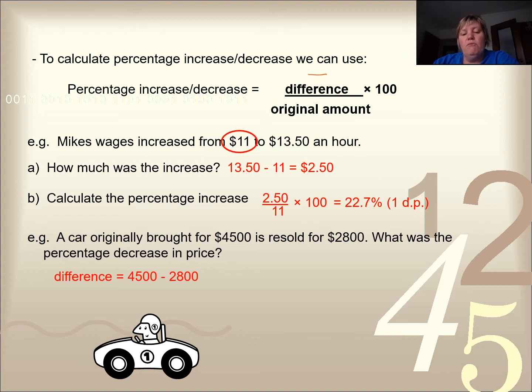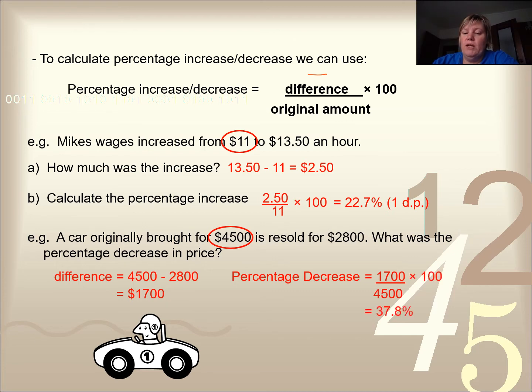We've got to work out the original. Now, the original price it was bought for was $4,500. So that's what's going to end up on the bottom. So here's my difference. Here's my 4,500. That is the original. This time it's the highest amount. And if you work it out, then it's a 37.8% decrease. Okay, right, see the difference? Good.